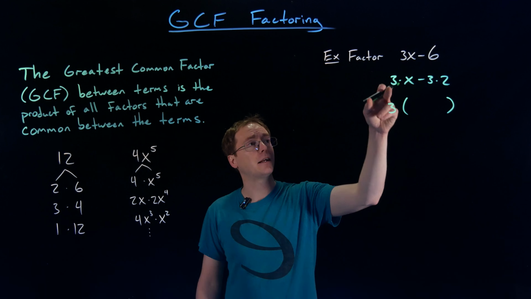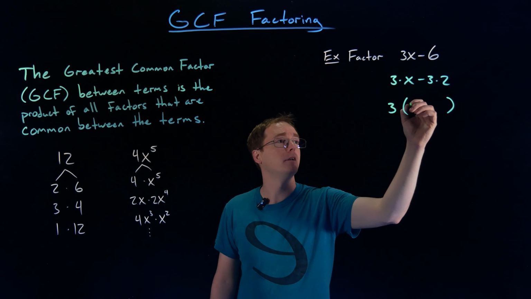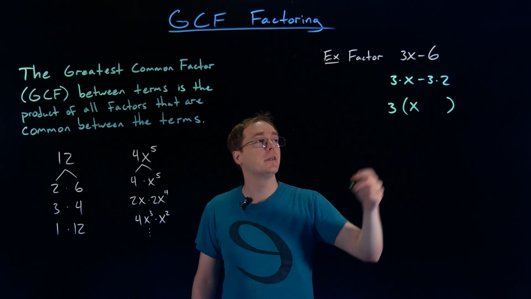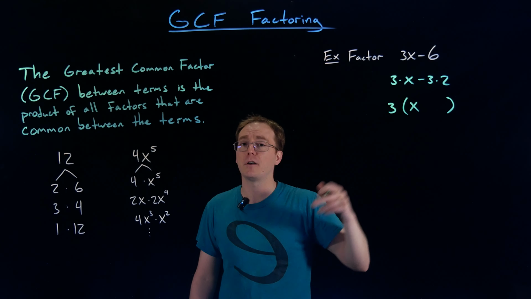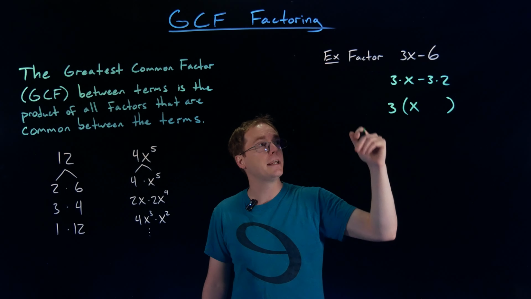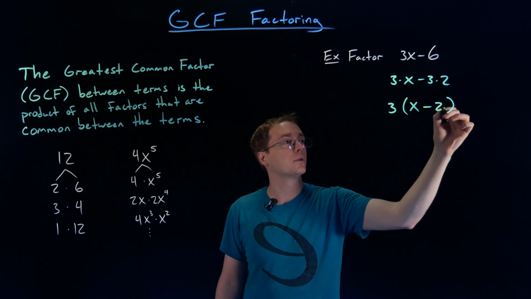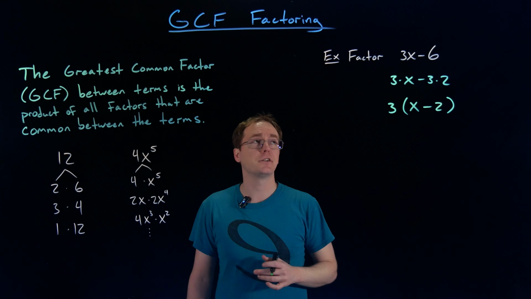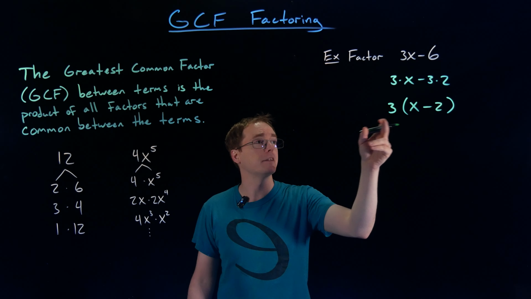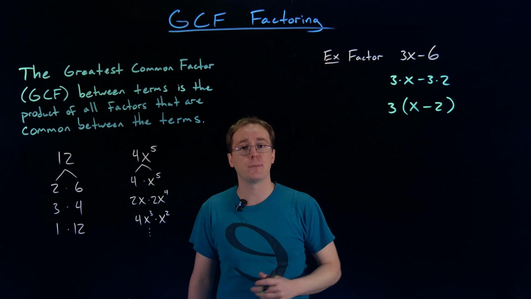So if we look at 3x and remove the factor of 3 from it, we're just left with x. And if we look at negative 3 times 2 and we remove the factor of positive 3 from that, we're left with a negative sign and a 2. So we're left with negative 2. So here's our final answer. We can factor 3x minus 6 as 3 times the quantity x minus 2.